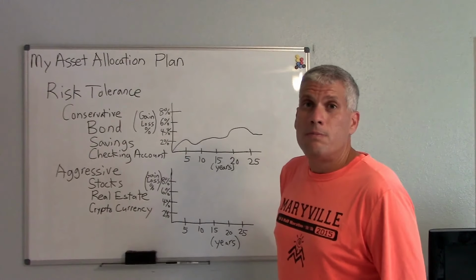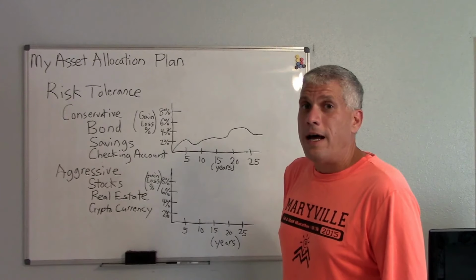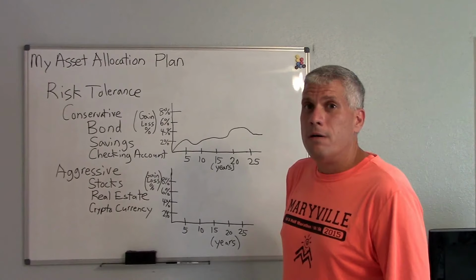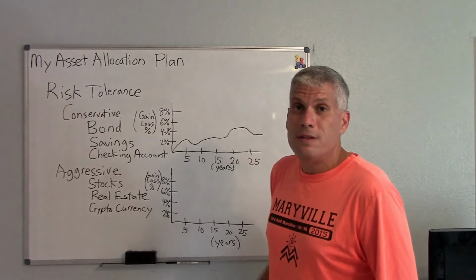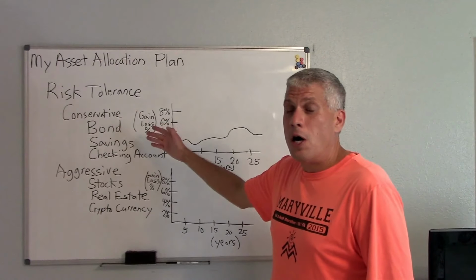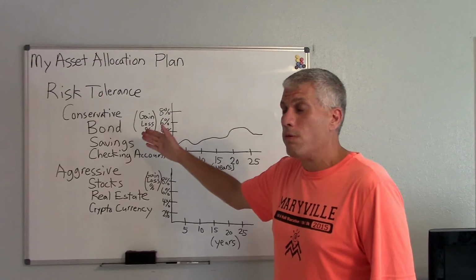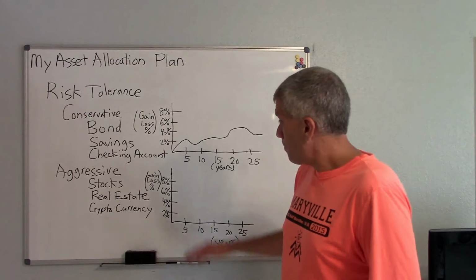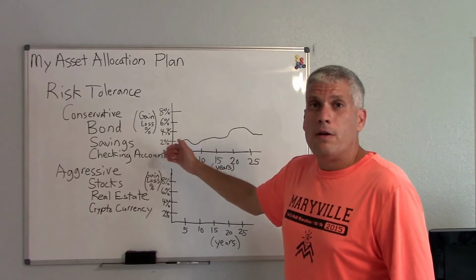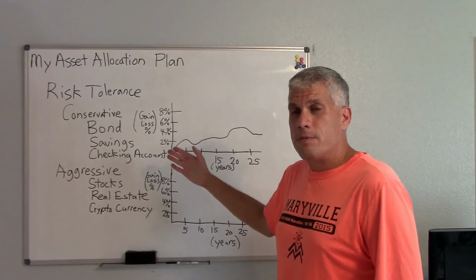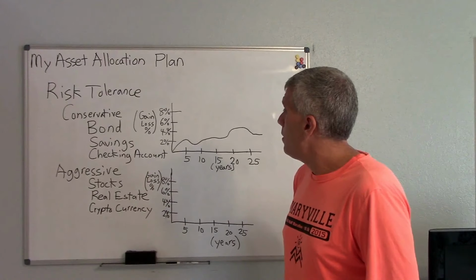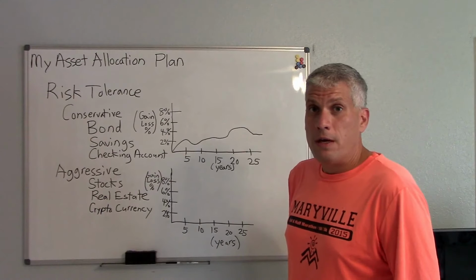Bonds, you can put into bond mutual funds and ETFs. I haven't done that at this time. I just stick with savings and CDs. That gives me the bond-like quality that I'm looking for in the rates, and it's guaranteed. Checking accounts as well: if you open some checking accounts, they'll give you a small fee for just having a checking account. So that's the conservative camp.